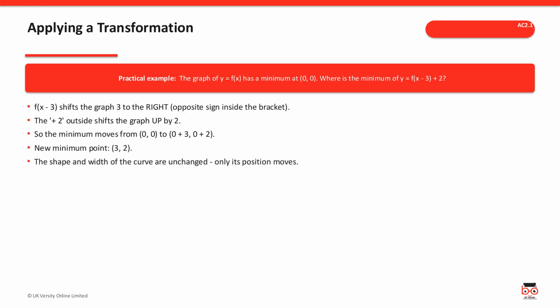Let's put that to work. Suppose y equals f of x has its minimum at the origin, 0, 0, and we want the minimum of y equals f of x minus 3, plus 2. The x minus 3 inside the bracket shifts the graph 3 to the right, and the plus 2 on the outside lifts it up by 2, so the minimum travels from 0, 0 across to 3, 2, while the shape and width stay exactly the same.